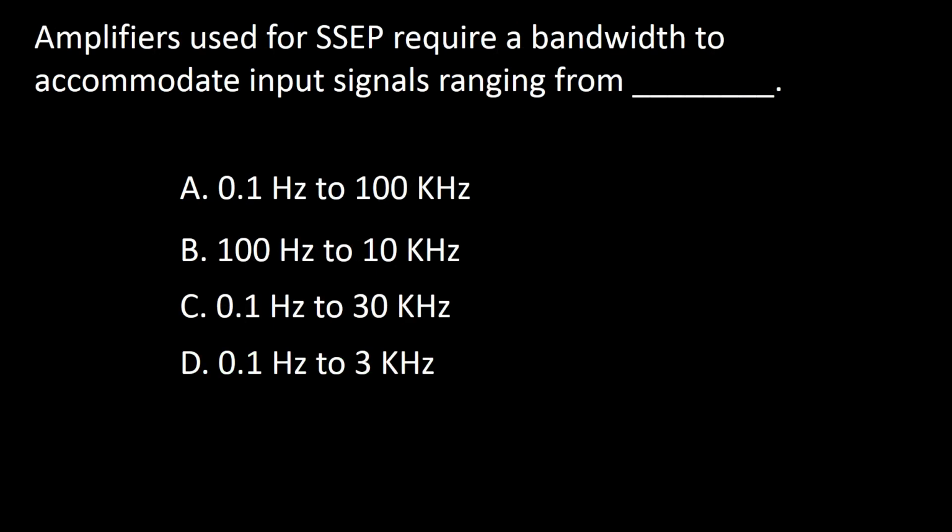Next question. Amplifiers used for somatosensory evoked potential require bandwidth to accommodate input signals ranging from A. 0.1 Hz to 100 kHz, B. 100 Hz to 10 kHz, C. 0.1 Hz to 30 kHz, D. 0.1 Hz to 3 kHz.